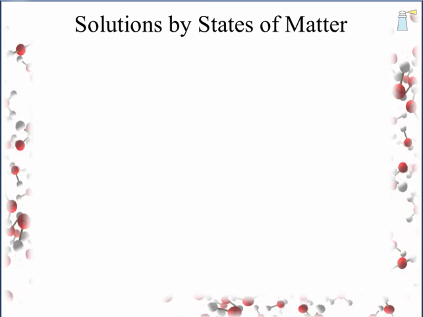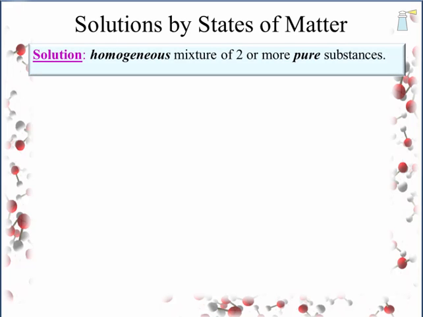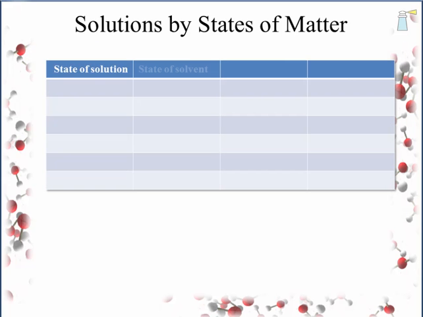Sometimes there is confusion with the term solution. Often students think that a solution has to be a liquid, but that's not the case. Referring back to the definition of solution, it is a homogeneous mixture of two or more pure substances. Nowhere in there does it specify the states of matter. A solution can actually be a gas, liquid or solid. A table that catalogs solution, solute, and solvent by state of matter should highlight the diversity of the term solution.